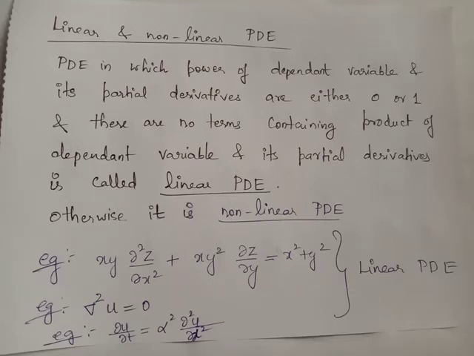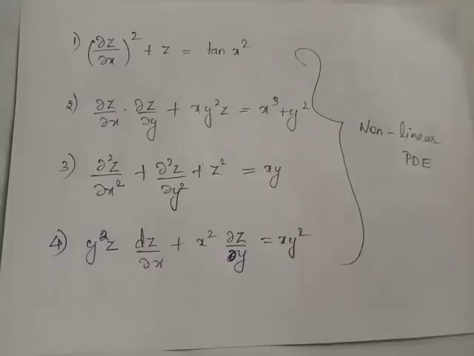Another example that can be discussed is the heat equation. Here also you can see that u is the dependent variable and u depends on independent variables t and x respectively. Here there are no terms such that product of dependent variable and its partial derivatives occur, and here again you can see that the power of dependent variable u is 0. Hence this also comes under the category of linear partial differential equation.